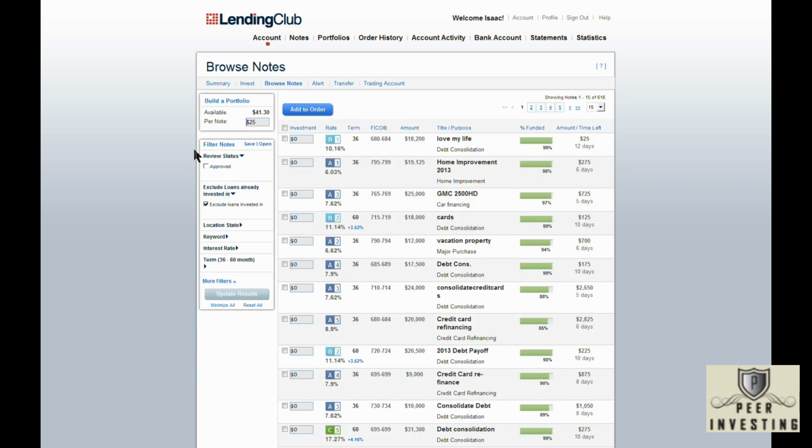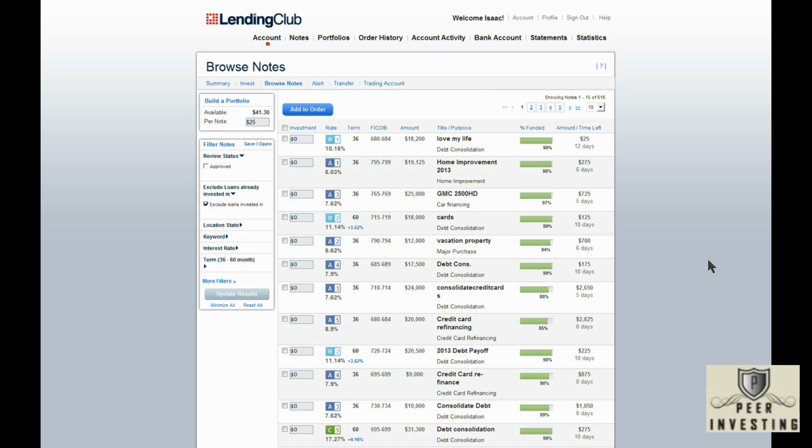And what this will do, this will show you every note that is available for investing on the website. And you can see all the varying reasons: vacation property, car financing, home improvement, but the majority you see are either credit card refinancing or debt consolidation. So what you probably have is people that have a very high interest rate on a credit card. They're coming here, and even at 11%, 12%, whatever interest rate they're getting, it's probably a better deal than what they're currently paying.